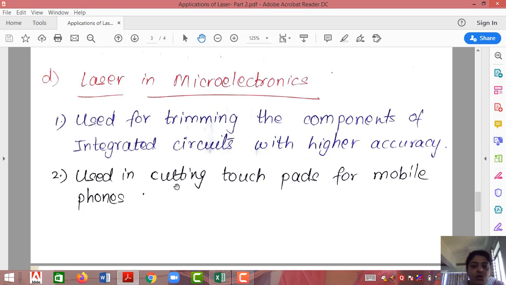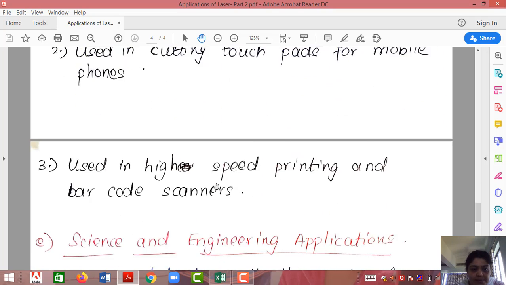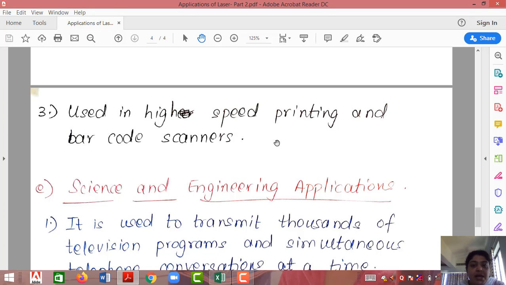You cannot use a normal cutting method because that will break the entire touchpad. It has to be cut very accurately. So that is again done using laser. Laser is also used in high-speed printing. You might have heard about laser printers.